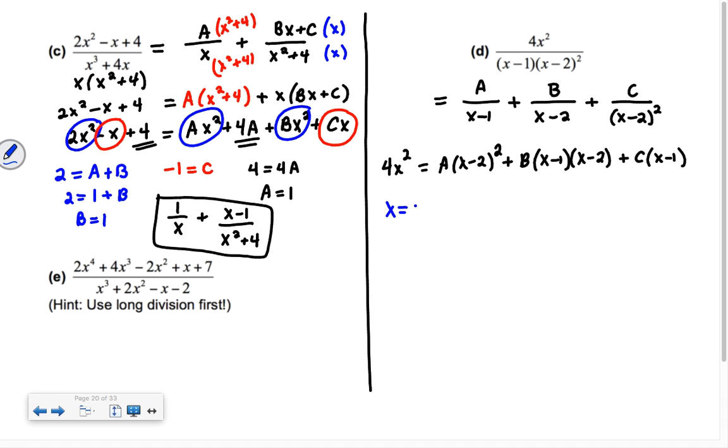x equals 0. That's a good one. So if I plug in x equals 0, well, it's not really that good. Let's plug in a better one. 1. Why do you say that, Michaela? It is 1 after 0. But 1 is nice because of this here and this here. So if I plug in 1, I get 4 is equal to A times negative 1 squared plus B times 0 plus C times 0. So I end up getting 4 equals A right away. Do you see it?